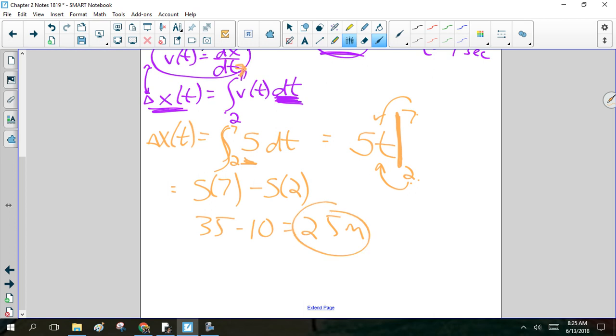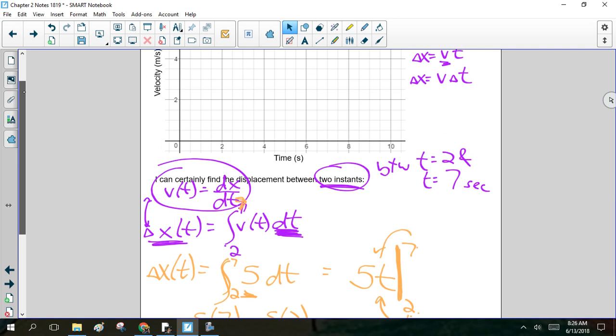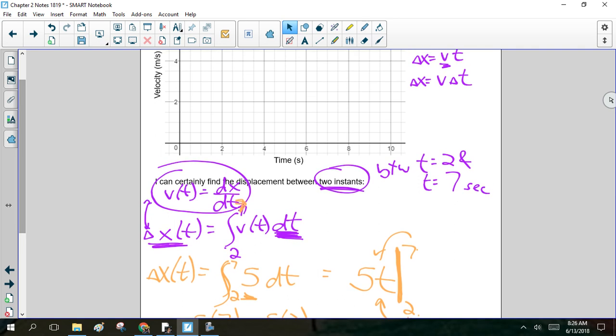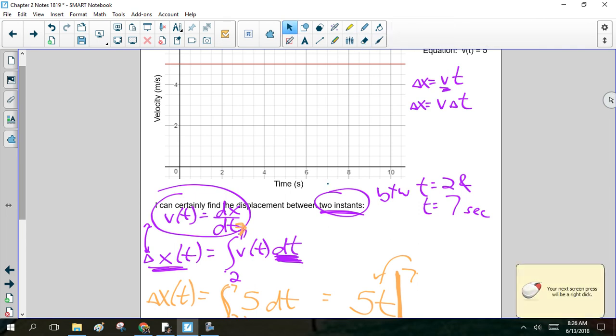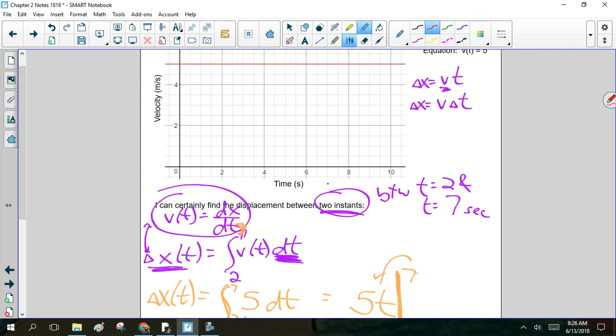So graphically, what did we just find there? Notice what we just did is we did 35 minus 10. Remember, an integral is the same as the area under a curve. So what we just did is we found the displacement between 7 and 2, right? So technically speaking, the displacement is the area under the curve. The displacement is the area under the curve.